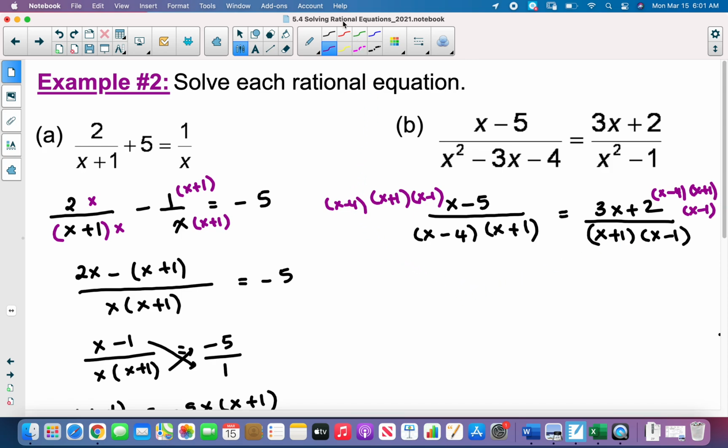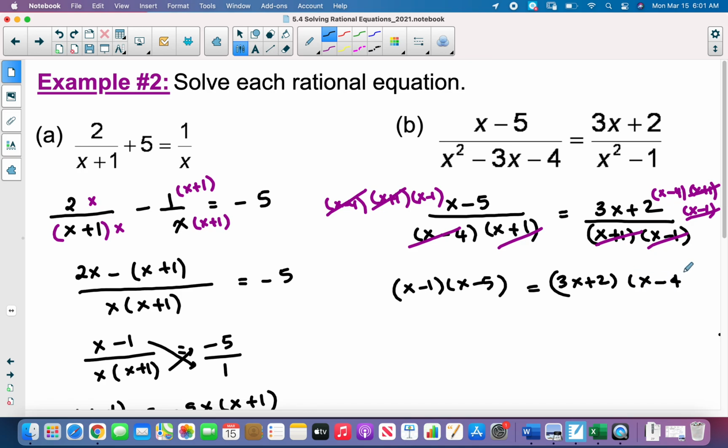So what happens when we do that, these two will divide and cancel out. These two will cancel out. And on the right side, x plus 1 and x plus 1 cancel out, x minus 1 and x minus 1 cancel out. So that way we are ending up with, on the left side, just an x minus 1 and an x minus 5. Denominator is just 1, equals 3x plus 2 times x minus 4.